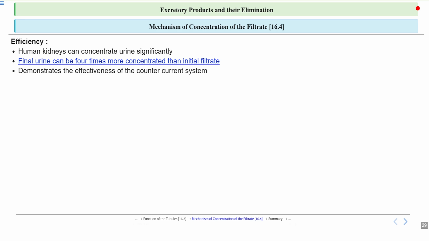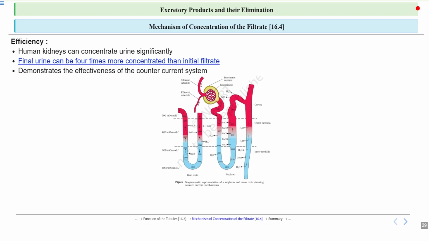The countercurrent system works like two lanes of traffic moving in opposite directions, allowing for maximum exchange and efficiency. It's a brilliant example of how biological systems are designed for optimal performance. The human kidney's efficiency in concentrating urine is a perfect example of how our bodies are adapted for survival.